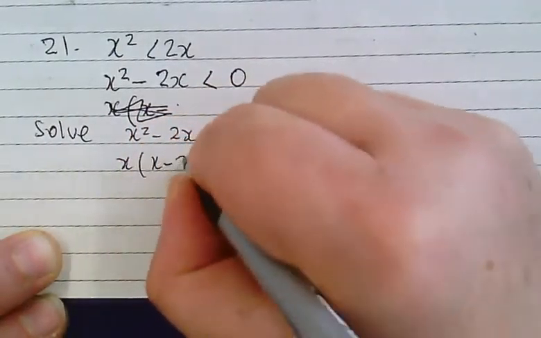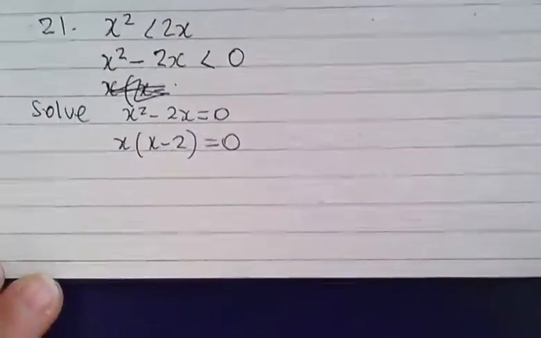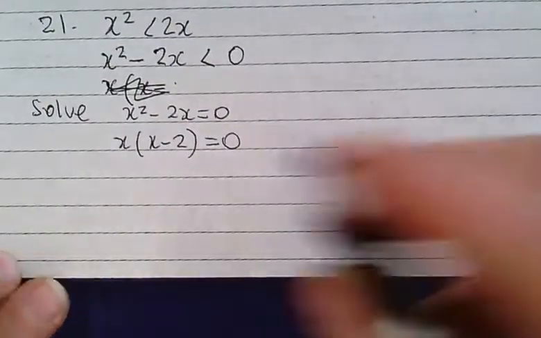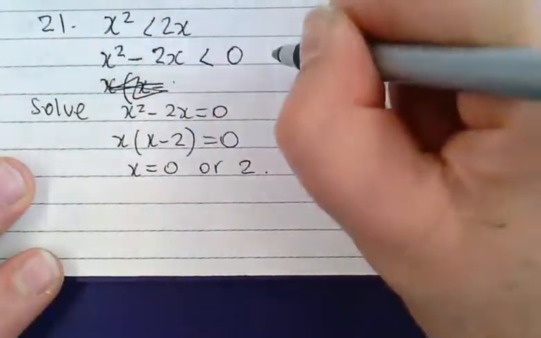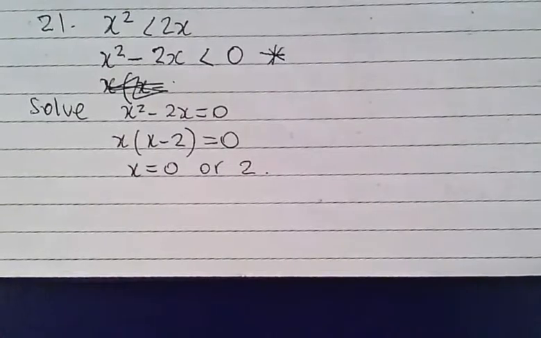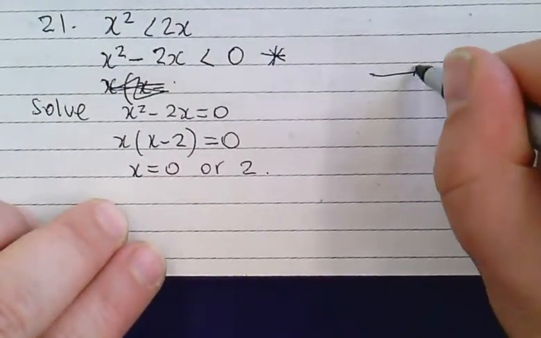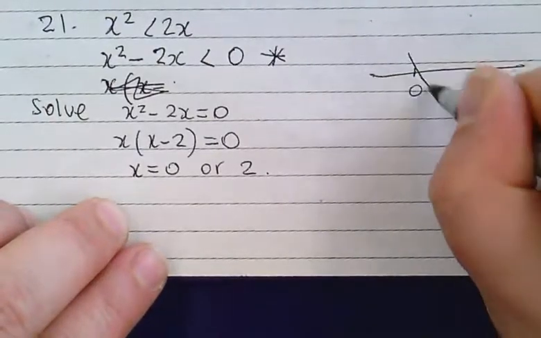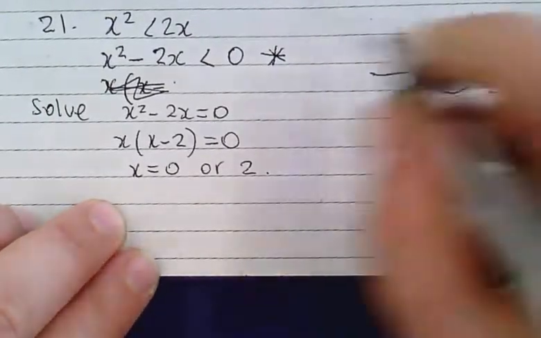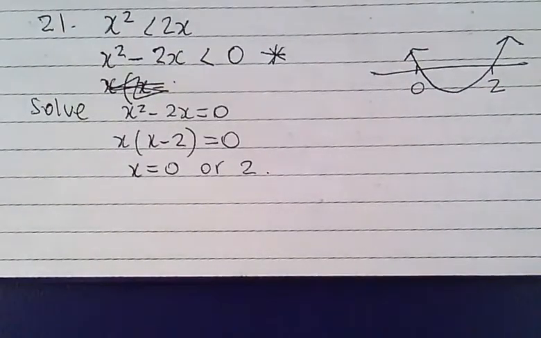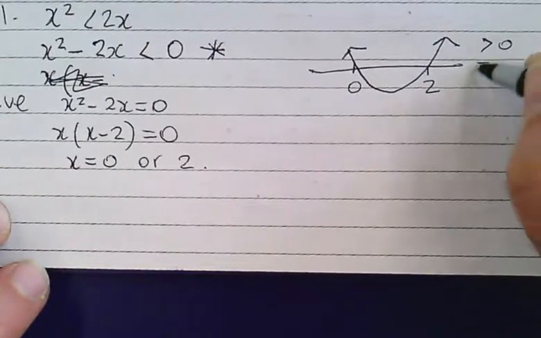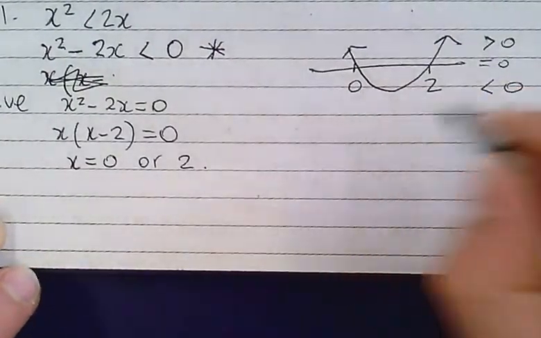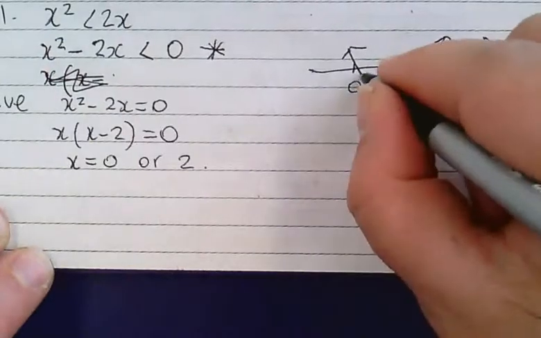Factorize out the x. Sometimes the easier ones people get stuck on. This is actually an easier one. So we get x is 0 or 2. We look at this asterisked quadratic and we say it's concave up or down. Concave up. Sketch it. There's a less than, so I don't want any or equal to's in my answer. And where is it? Here, greater than 0, equals 0 on the line, less than 0 below the line. So I need less than 0.